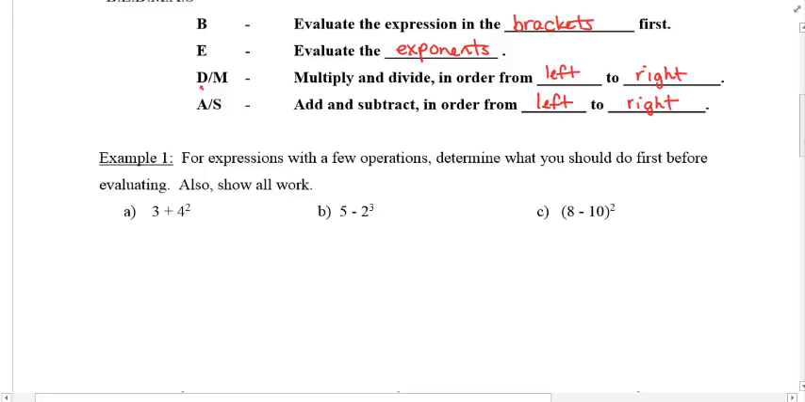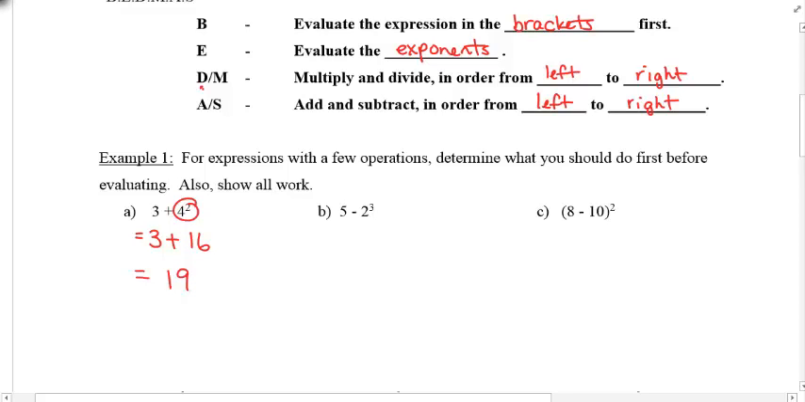But I see here in A, 3 plus 4 squared. So I see a plus and a square. What do I do first? Yeah, it's the exponent. So I'm going to do the exponent part first. That means I'm just going to keep the 3 as is, the plus as is, and evaluate the 4 squared. And 4 squared is 16. And then 3 plus 16 is just 19. That's it, we're done.